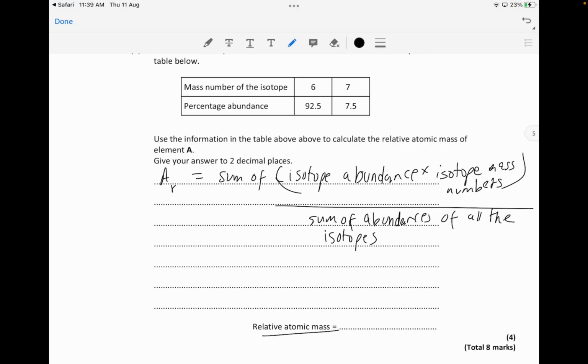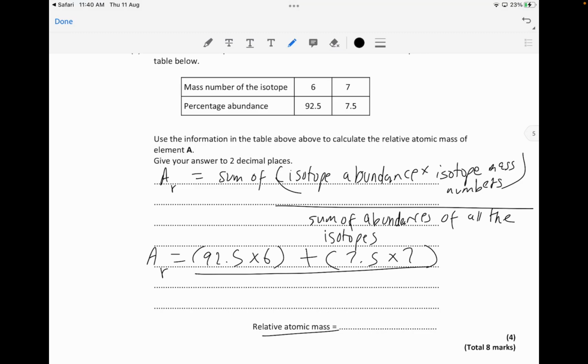Alright, so what I mean by this is we're going to multiply these two together and add them up with the multiplication of these two values. I'm going to show you that in the equation here. So the relative atomic mass, this is the symbol for relative atomic mass, is going to be equivalent to the sum of isotope abundance. That's 92.5 times 6. We're going to take this not as a percentage but as a decimal value only, like a number itself. I'm going to add it with the multiplication of these two. That's going to be 7.5 times 7, divided by the sum of abundances of all isotopes.